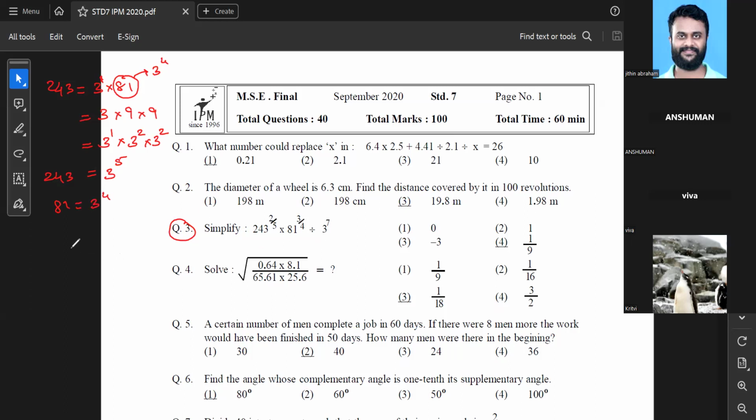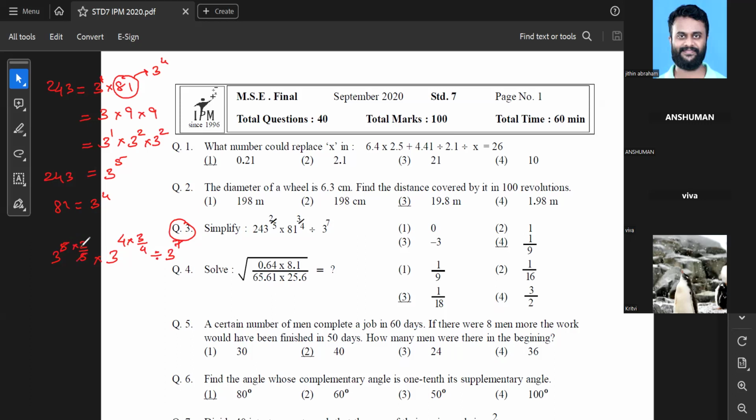So let's write it down. Instead of writing 243, I'm writing this as 3 raised to 5. Then what I have is 2 upon 5 over here, so I'll write this as 2 upon 5 in the power itself. Multiplied by, instead of writing 81, I'll write 3 raised to 4, multiplied by 3 upon 4, divided by 3 raised to 7.